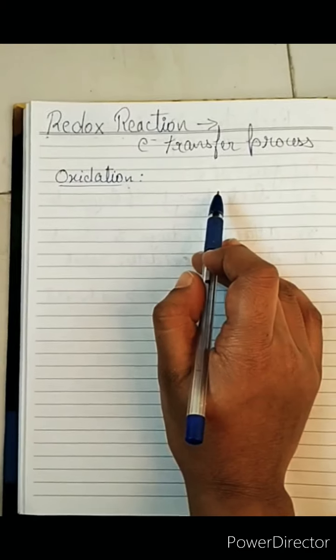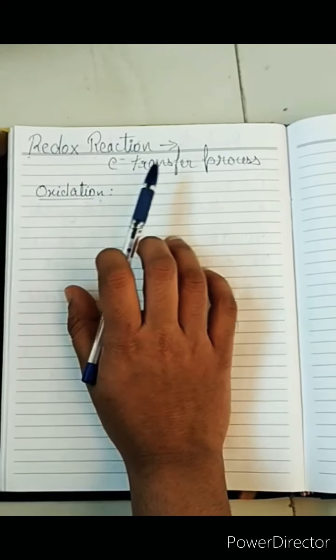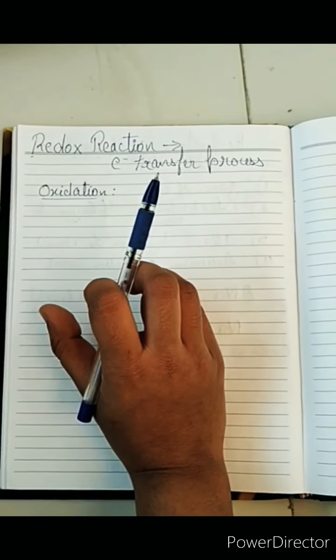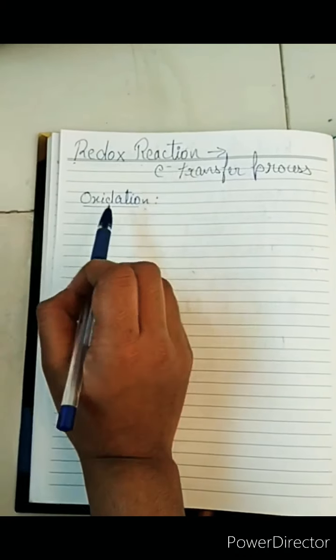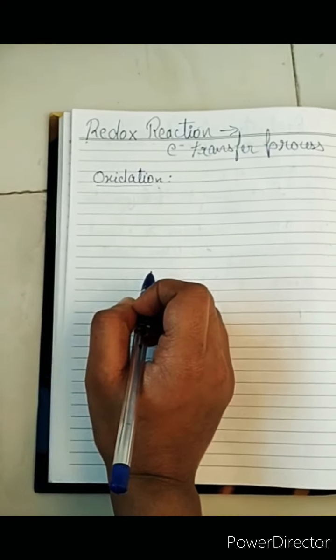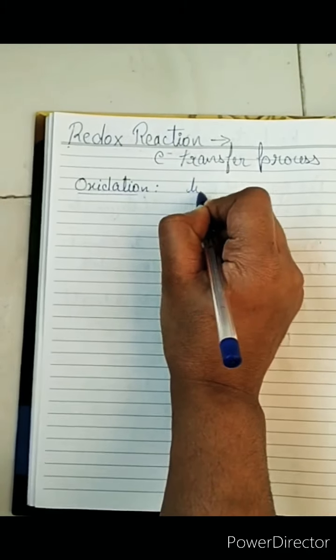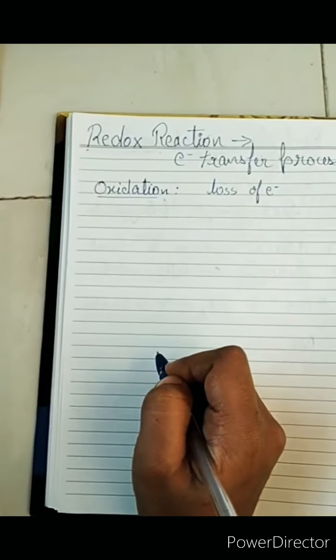Hello friends, I am Arwa and today's topic is redox reaction, which simply means electron transfer process. I will give you some definitions, some terms related to redox reaction. First is oxidation. What do you mean by oxidation? Oxidation simply means loss of electrons.